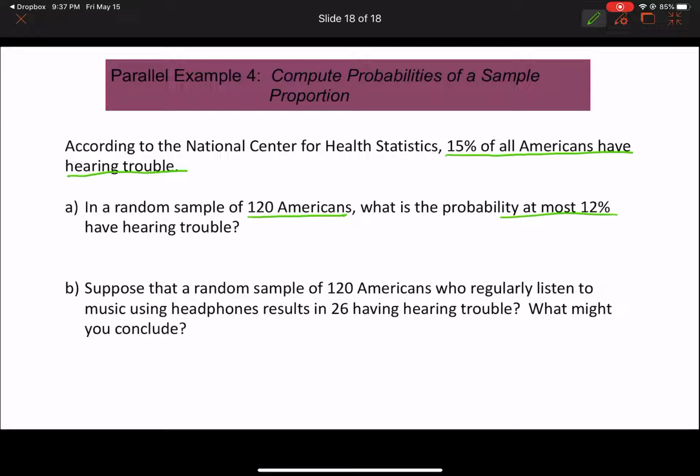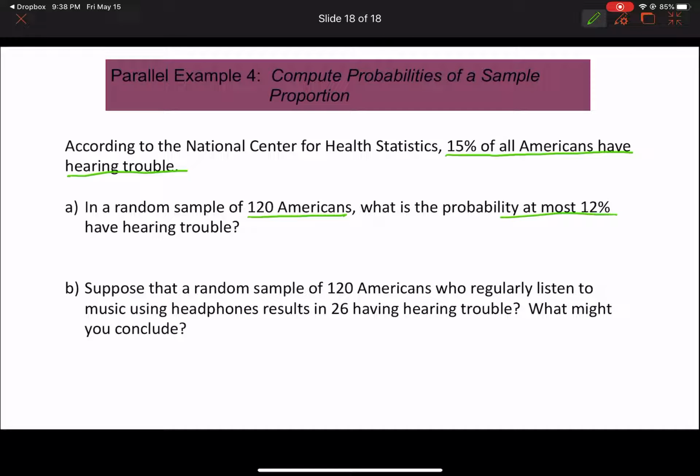12% have hearing trouble? So let's go ahead and pause this, and I want you to find the mean and the standard deviation, and I want you to find the probability that at most 12% have hearing trouble. Just do that one first, and then we'll come back and go over that, to make sure you have the right numbers before you do B. So go ahead and pause this, figure out the mean, the standard deviation, and the probability at most 12% have hearing trouble.